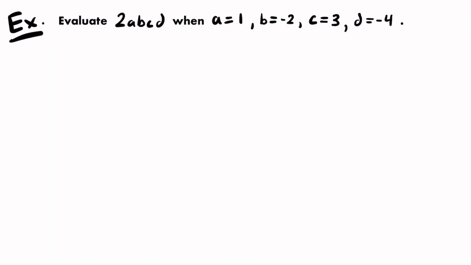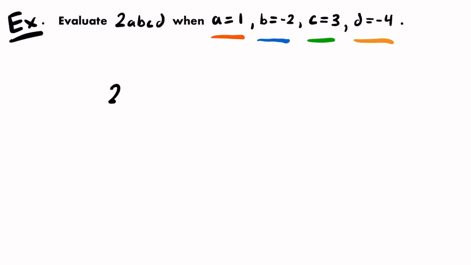For our next example, we want to evaluate 2 times a times b times c times d. Specifically, we want to evaluate it when a equals 1, b equals -2, c equals 3, and d equals -4. And so what we want to do here is replace each of these variables in this expression with what they're equal to. We want to plug those values in. So we're going to replace a with 1. We will replace b with -2, c with 3, and d with -4.